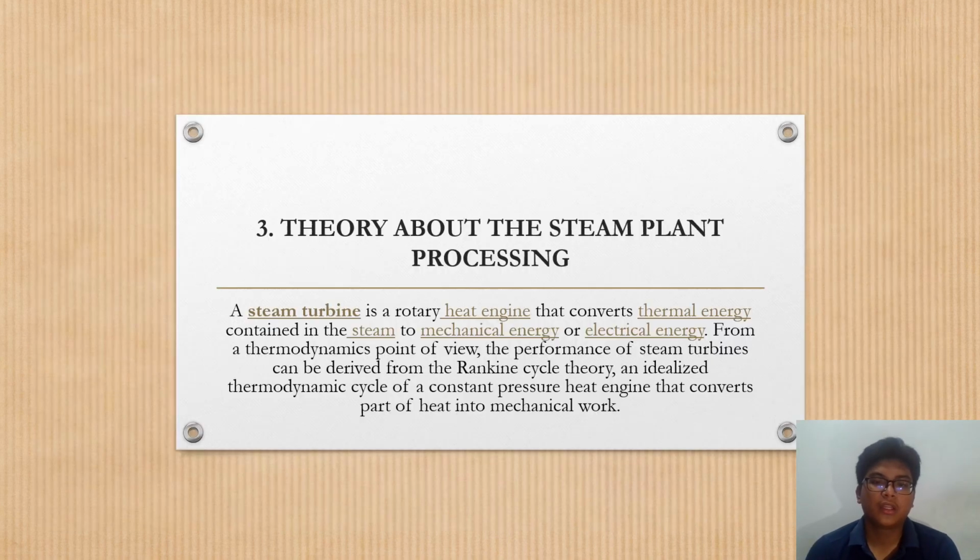The third part is the theory about the steam power plant. A steam turbine is a rotary heat engine that converts thermal energy content in the steam to mechanical energy or electrical energy. From the thermodynamic point of view, the performance of a steam turbine can be derived from the Rankine cycle theory, an idealized thermodynamic cycle of a constant pressure heat engine that converts part of the heat into mechanical work.